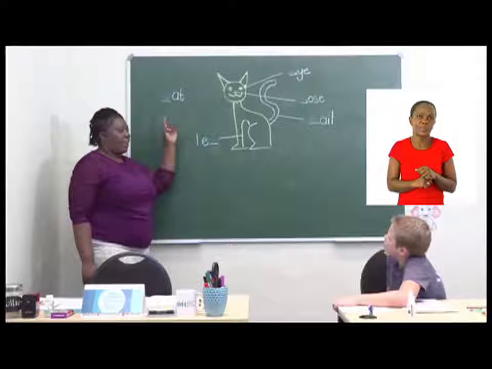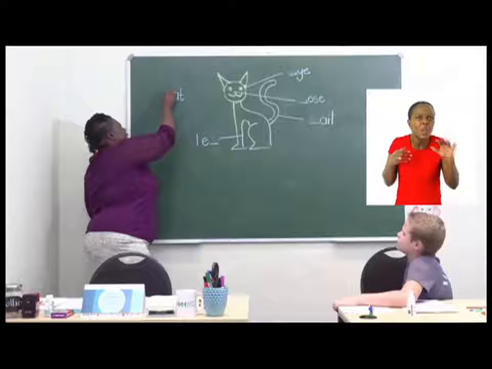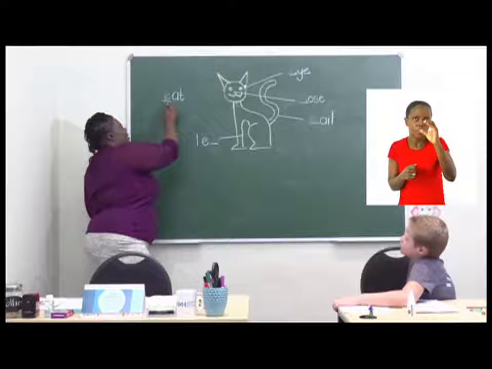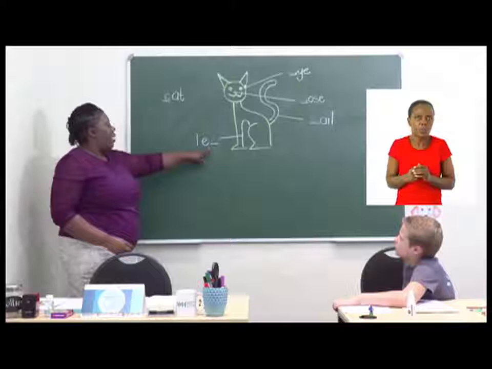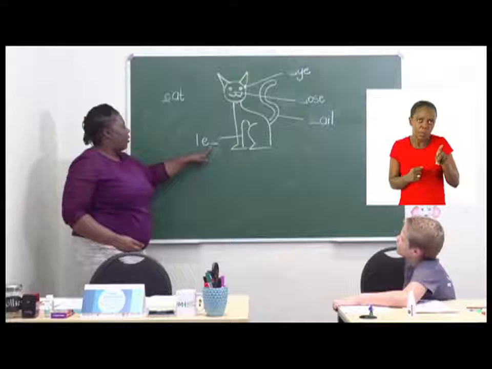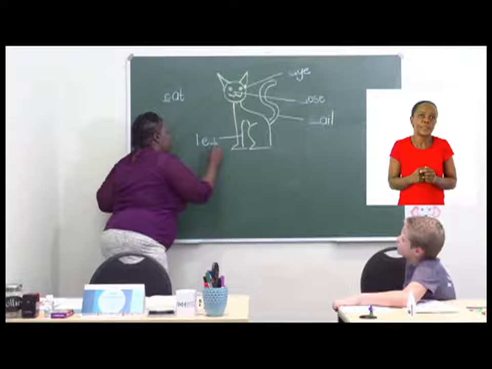What is this? A cat. Well done. It is a cat. What am I going to put here? C. K for cat. A C for cat. This reads cat. The next word, L, is going to help us. L. What is this? Leg. It is a leg. Very good. What am I going to put here? G. G for leg. Let's read it together. Leg.